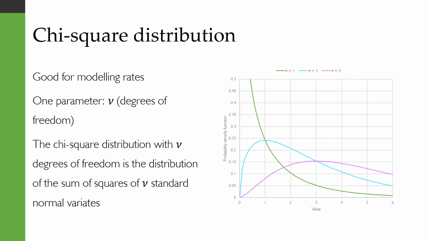So if you take nu number of normally distributed random variables with mean 0 and standard deviation 1, and then you square them all and you add them, that will have the chi-square distribution with nu degrees of freedom. And you can see in this graph on the right what it looks like with 1, 3, or 5 degrees of freedom.